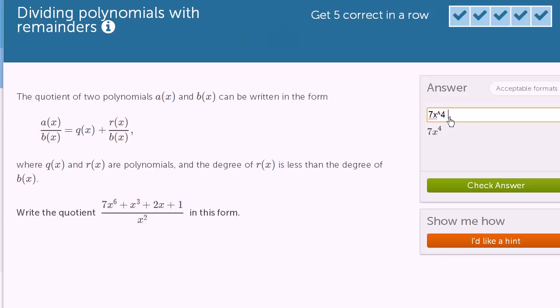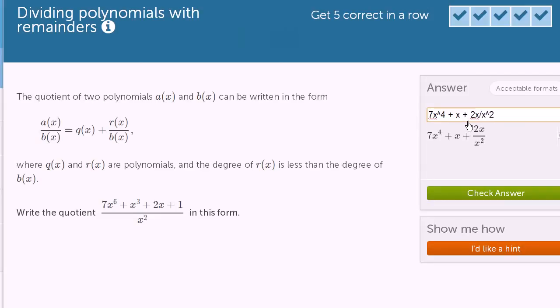And then same thing right over here, plus x to the 3rd divided by x squared. Well, that's just going to be x, so plus x. And then we're going to have 2x divided by x squared. But remember, we want to write it in the form r of x over b of x, where r of x has a lower degree than b of x. Well, 2x has a lower degree than x squared. Here, this is degree 1. This is degree 2. So you could write it as plus 2x over x squared, like that.